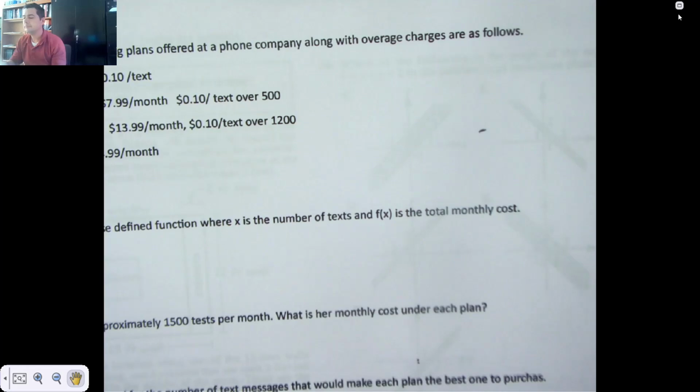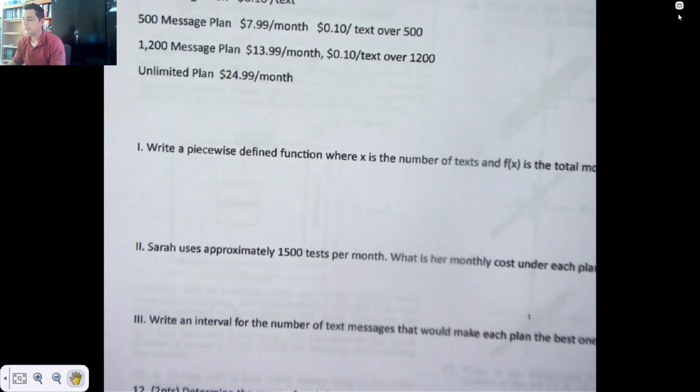There's 9. What else we got? There's a 10. You can figure that out yourself.